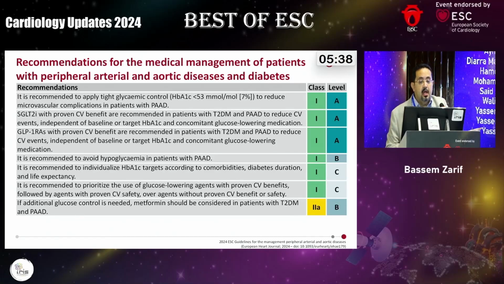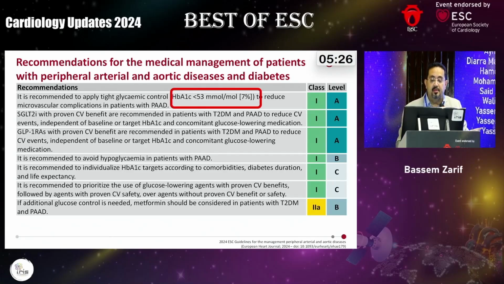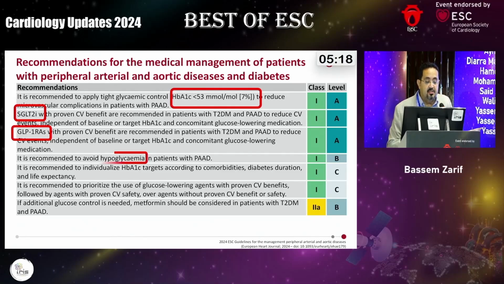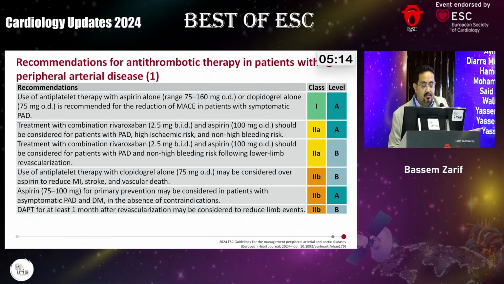This is about dyslipidemia and hypertension. What about diabetes? Diabetes, the control to 7 hemoglobin A1C, highlighting the importance of SGLT2 inhibitors for our patients' vascular health, GLP-1 recommendations, and avoiding hypoglycemia is essentially important.